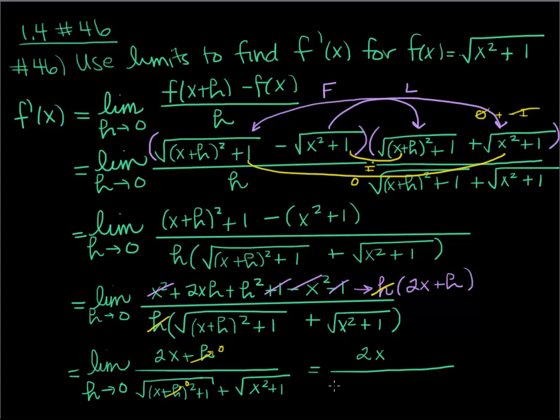I'm left with 2x over, what is this? This now just is x squared plus 1, right? So I have root x squared plus 1 plus root x squared plus 1, also known as 2 of them. And so let me give myself a little bit of room here. What's my final answer then? My final answer is, I'm going to cancel those 2's. I want everything completely simplified. My final answer is x over the square root of x squared plus 1.